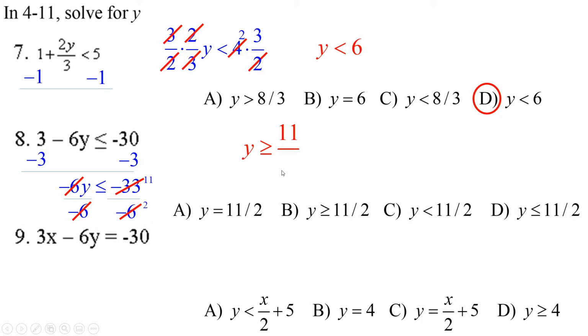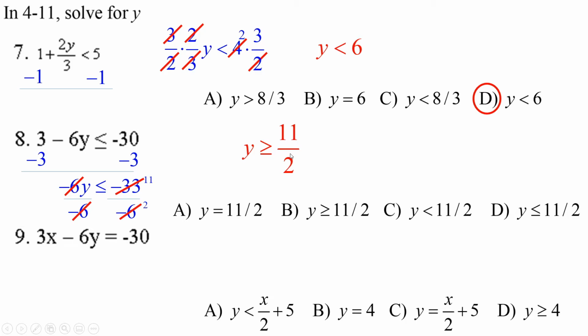2 times. So that becomes y is greater than or equal to 11 over 2. And you guys, if you're struggling with the arithmetic at all, you could put this into your calculator exactly the way you see it. Negative 33 divided by negative 6. And your calculator would probably give you a decimal answer of 5.5, which is okay. You could say y is greater than or equal to 5.5.